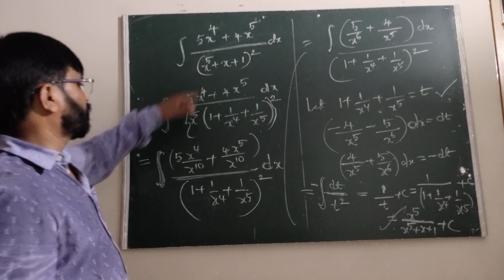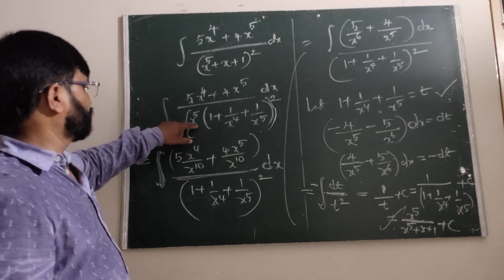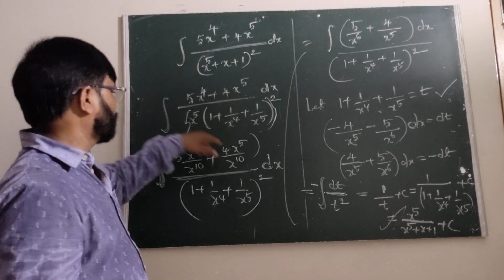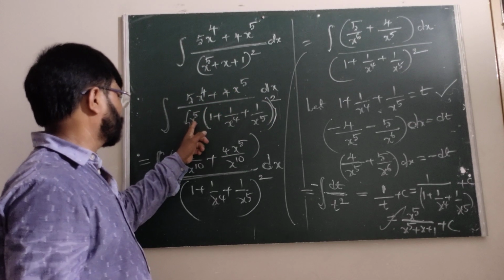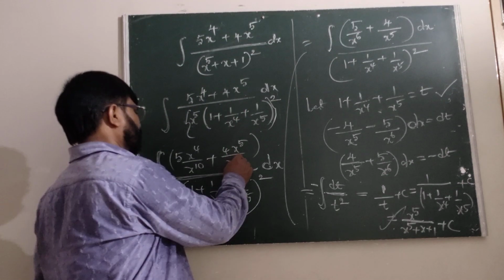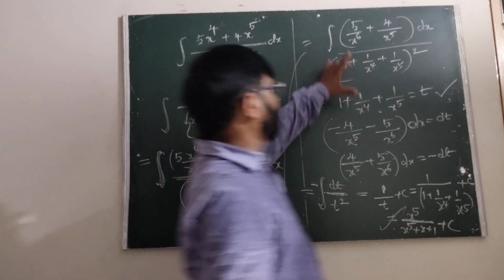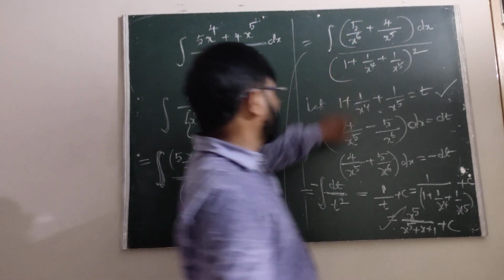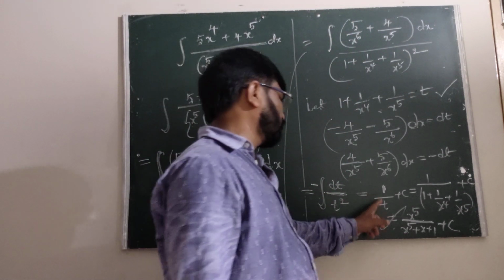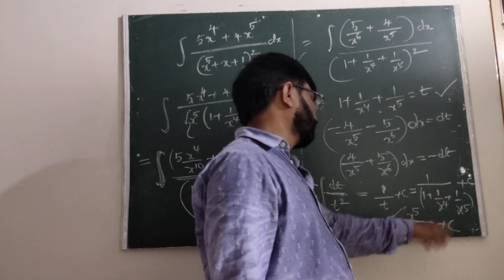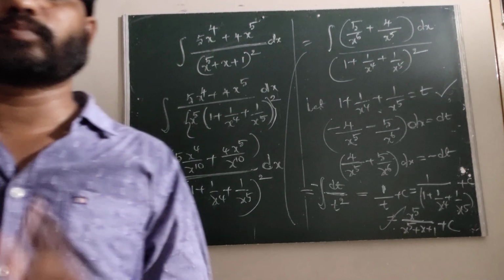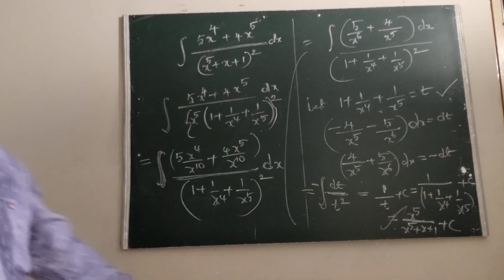First we take x^5 as common. After that this can be written as x^4 by x^5, x^5 by whole square, this is x^10, x^4 by x^10, x^5 by x^10. Then after we are taking the t, the complete one is minus of dt by t square. 1 by t square is minus 1 by t, t we are taking this one. After simplification, we get x^5 by (x^5 plus x plus 1) plus c. Is it okay?